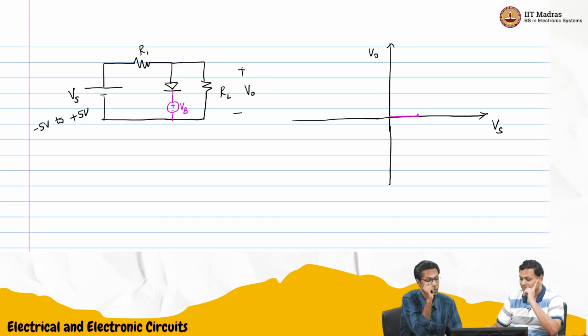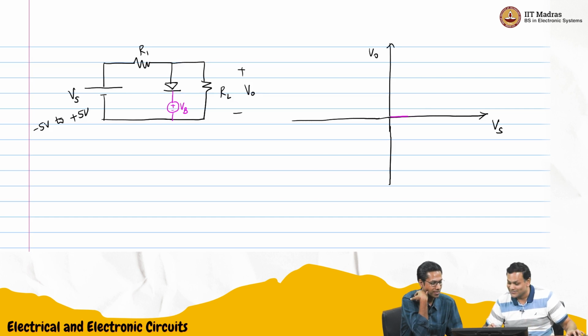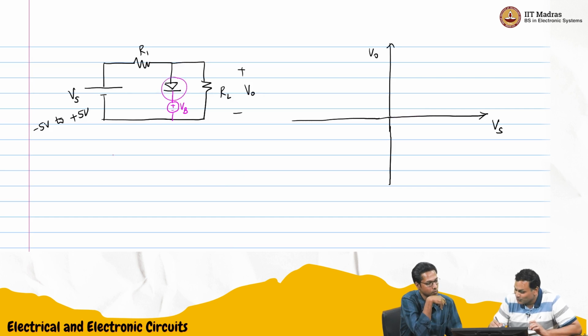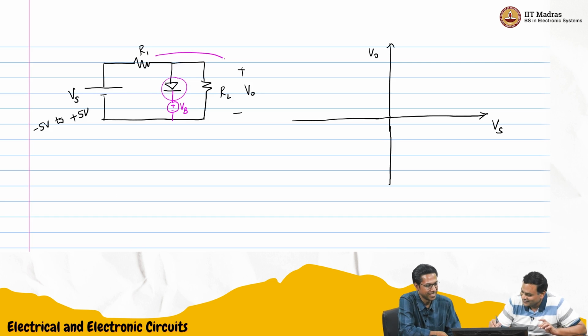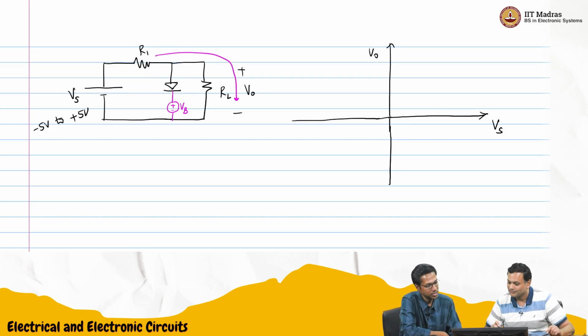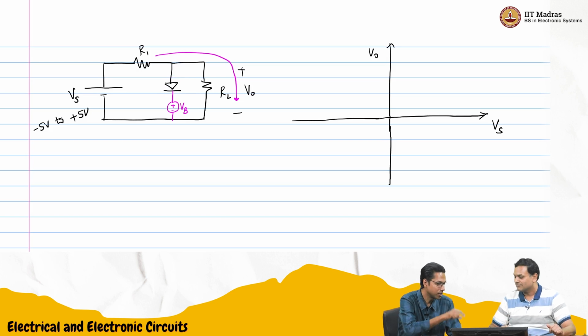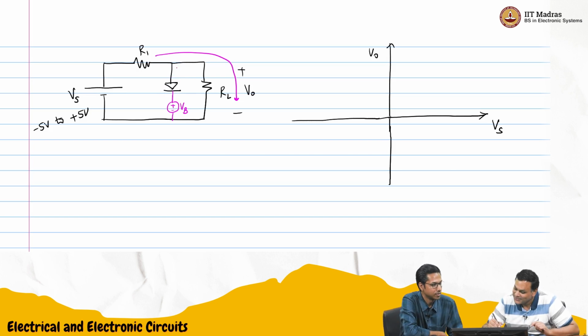Wait. When the diode is reverse bias, there is some current flowing through R1 and RL. You have to be careful. In earlier cases, when you open circuited there was no current. Now there is current like this. So when the diode is reverse bias, we have to actually find out that node voltage. Only then you can apply that trick.